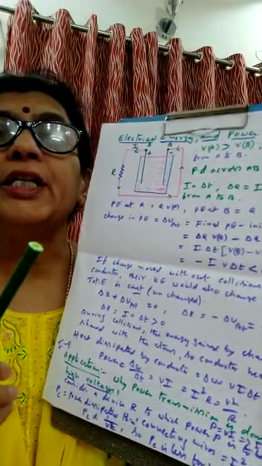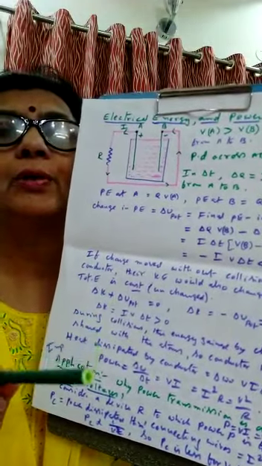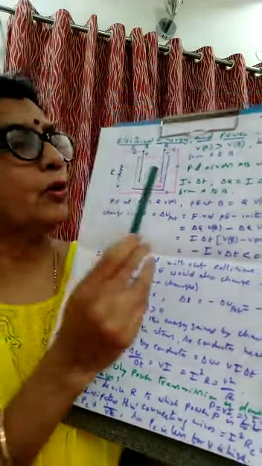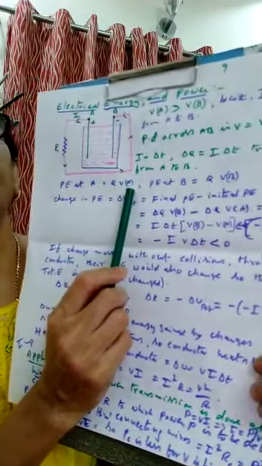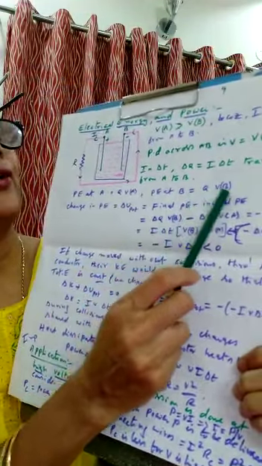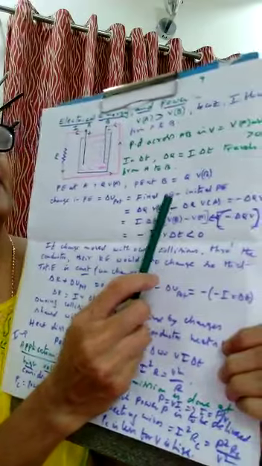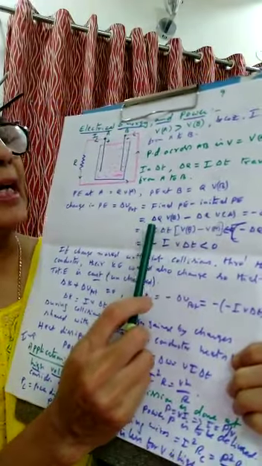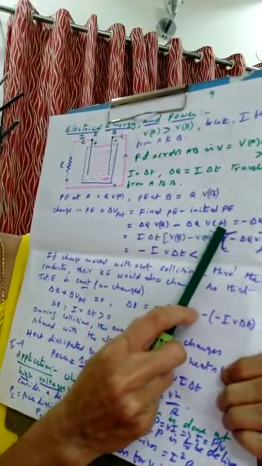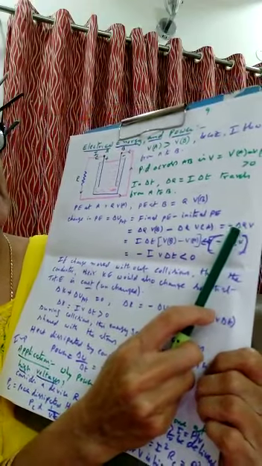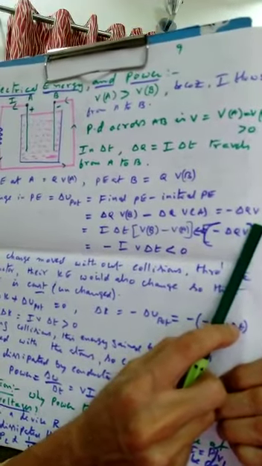Because of potential energy. How do we measure potential energy at a point A? We know that potential energy is equal to charge into potential. So potential energy at A is Q into VA, and potential energy at B is Q into VB. What is the change in potential energy? Delta U is final PE minus initial PE. What is the final PE? Delta Q into VB minus delta Q into VA. Taking delta Q common, delta Q into V, where V is the potential difference, that is VB minus VA.